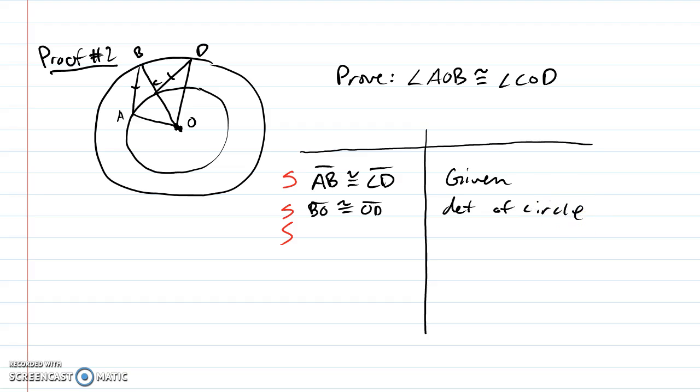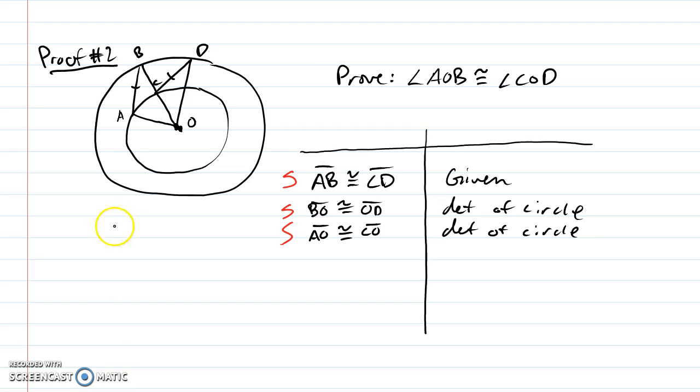Now, there's another spot here. This side of the triangle and that side of the triangle are both going from the center of the circle out to the edge of the inner circle. So those have to be the same. So I'm going to write AO is congruent to CO. Now the reason for that, again, definition of a circle, but really we're just looking at the inner circle now.